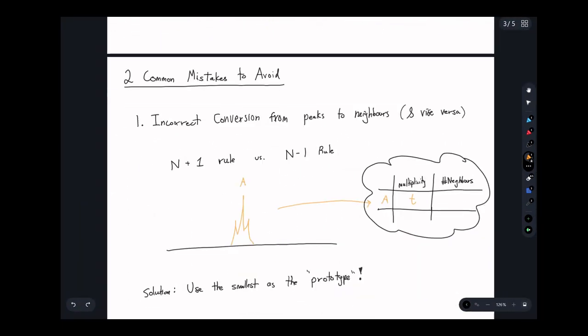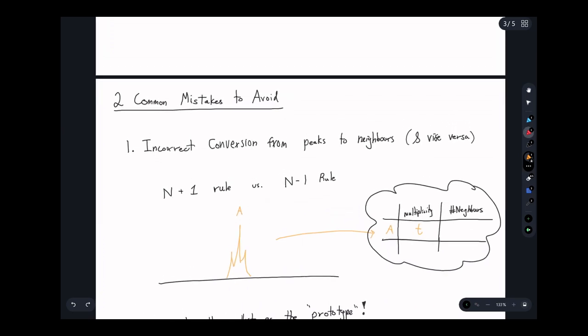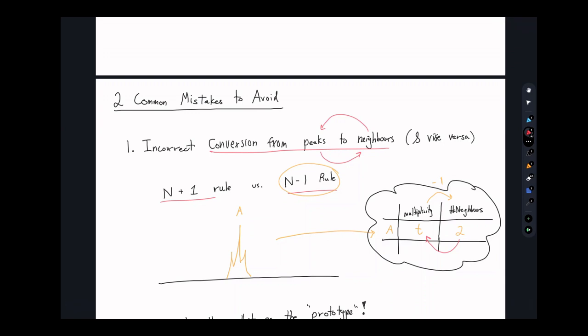Now, let's talk about a couple common mistakes to avoid. The first is incorrectly converting peaks to neighbors, or neighbors to peaks. Right? You might be asked to do both on a typical test. What some instructors will suggest is to use this n+1 rule or n-1 rule. The idea being that we can understand, oh, a triplet must always be 2 neighbors, so it's always -1. So take the number of peaks, multiplicity that is, and subtract 1 to get the number of neighbors. That works great unless you're asked to get the signal. Then you have to add 1.